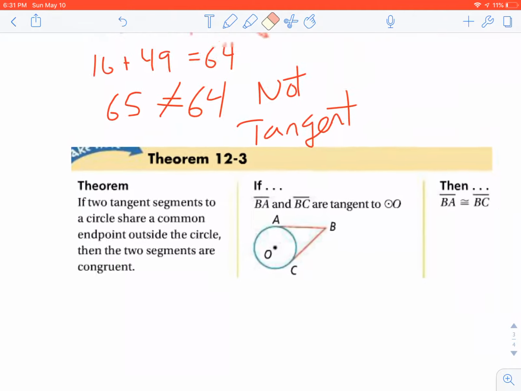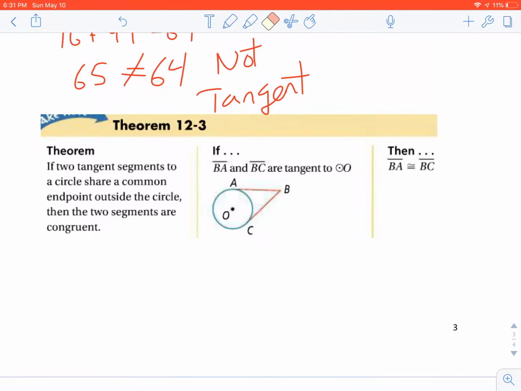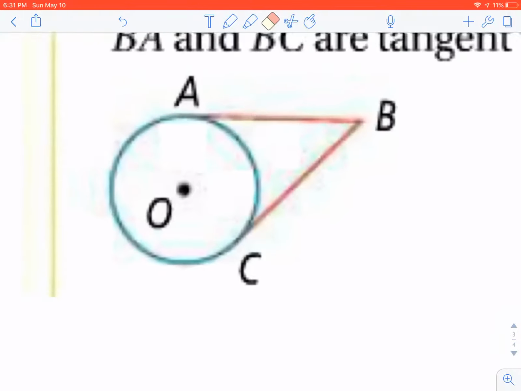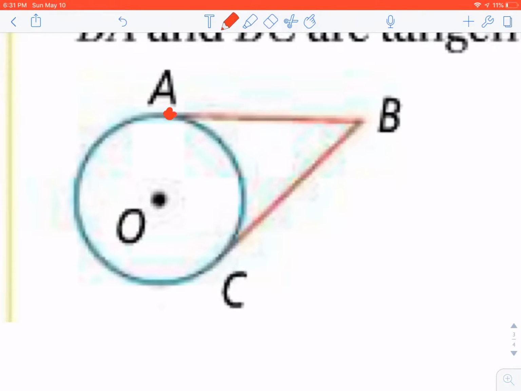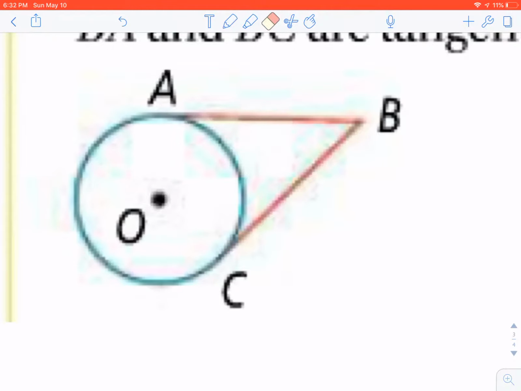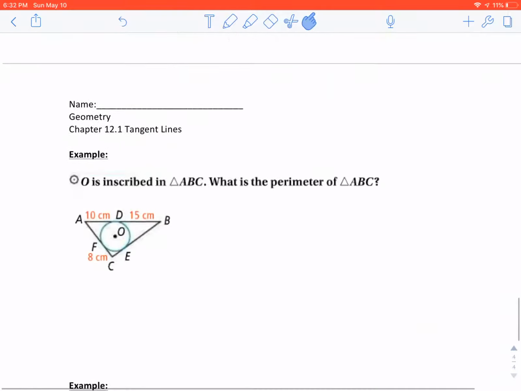Your last theorem, followed by 2 examples. If 2 tangent segments share a common endpoint outside of a circle, then the 2 segments are congruent. So in this picture, AB and CB are both tangent to circle O. They share the endpoint B outside of the circle. Therefore, these 2 line segments have to be the exact same value. Okay? So moving on to our second to last example.